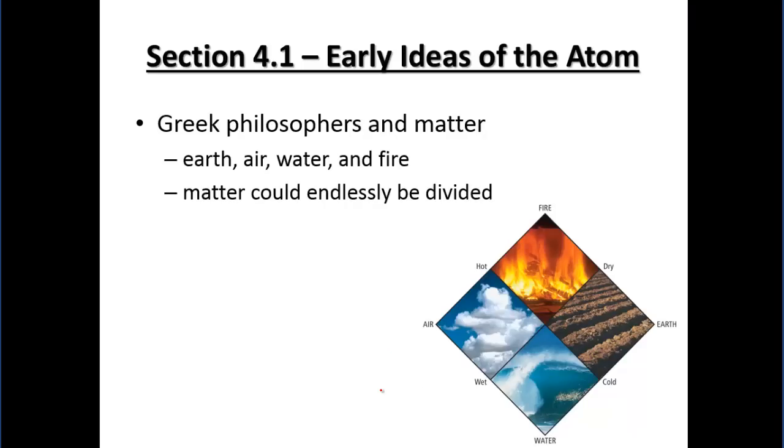So to begin with, Greek philosophers looked at the idea that all matter could be divided into four categories: fire, earth, water, and air. The idea was that if you had a material, you could cut it in half, and then in half again, and keep cutting it, and no matter how small, you could break it into a smaller part.